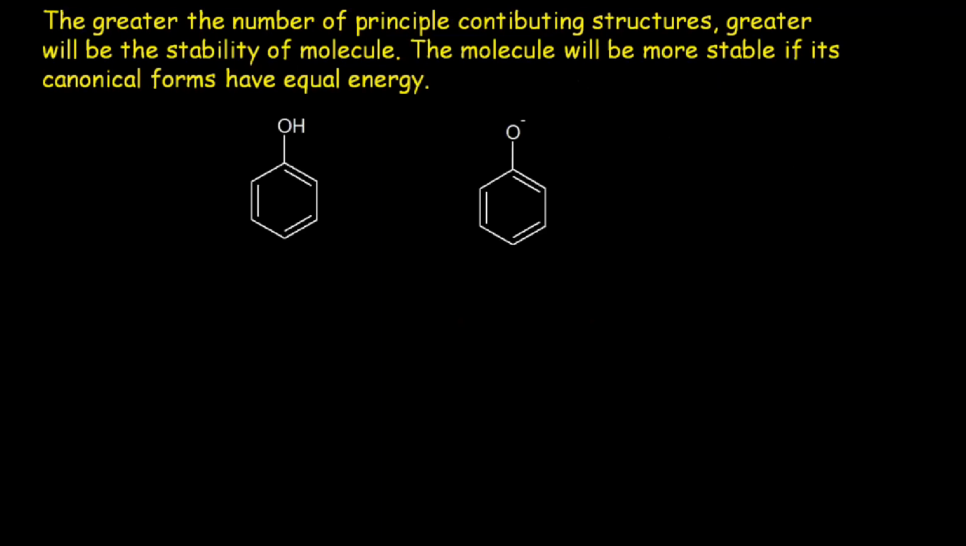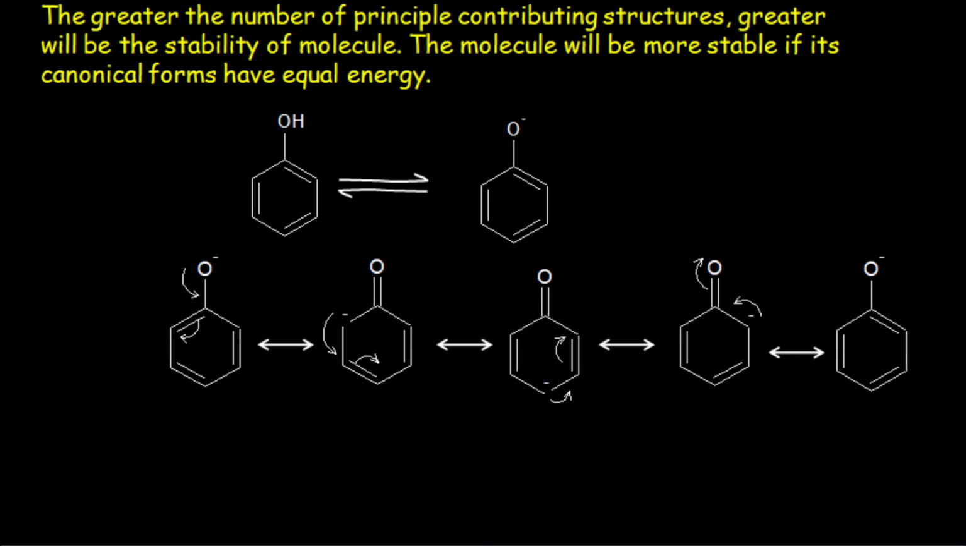Consider phenol, which ionizes into the phenoxide ion. This phenoxide ion has resonating structures, which makes the phenol acidic. Because the phenoxide ion is involved in resonance, the negative charge on the phenoxide ion is not available for attack, making it less reactive and more stable. So the structures which have a greater number of principal contributing structures are usually less reactive and more stable. This is the reason that phenol is acidic in nature and its acidic nature is greater than the alcohols.